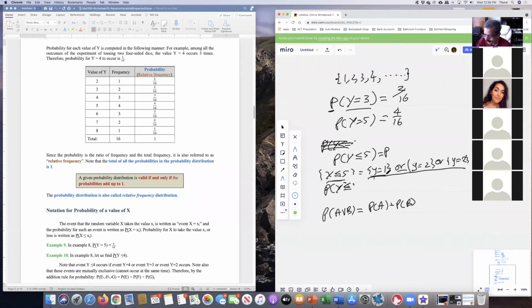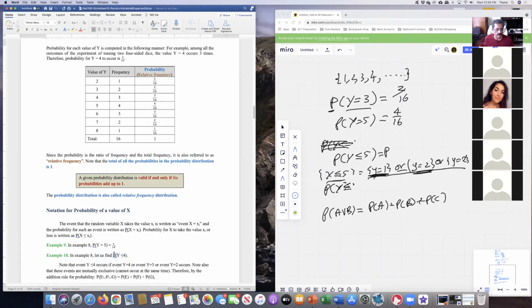The elements in the event y equal to 1 and the elements in the event y equal to 2 have nothing in common. There is no way you can get 1 and 2. So there's no intersection. Therefore, they are mutually exclusive events, and therefore the probabilities simply add up. Intersections are empty. So the probability for y less than or equal to 5 is the same as... actually, I'm sorry, less than or equal to 4 is the question.